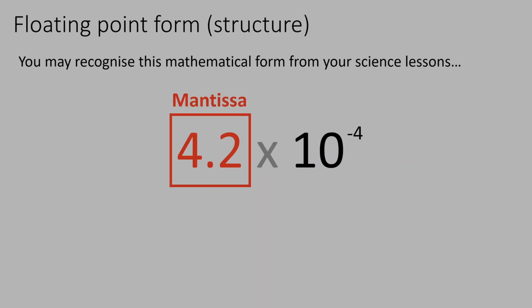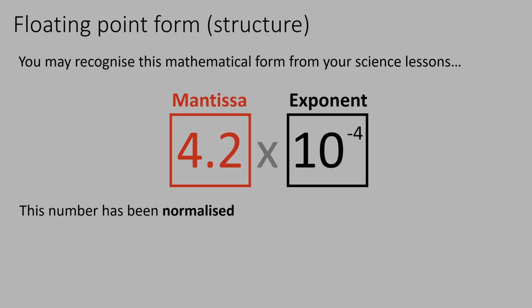So this is packaged up in what we call a mantissa and an exponent. The mantissa is a representation of the original number before it was normalized. And the exponent essentially holds the information to get back the original number. So the exponent tells you what to do to the mantissa. So this number has been normalized.